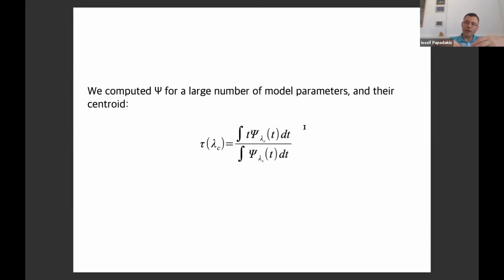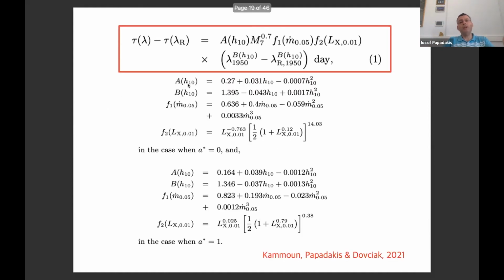So what we did is we computed model response functions, and then we computed their centroids. Then we found a relation between those time delays and the height of the source from the disk, the accretion rate, and the X-ray luminosity. It's a very complicated function.